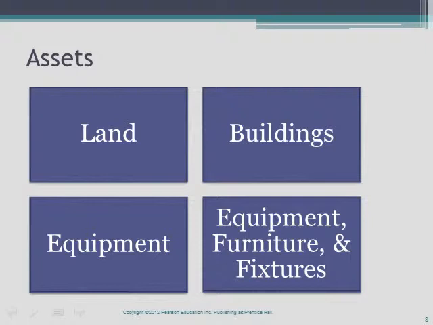The assets land, buildings, equipment, and furniture and fixtures are examples of those assets referred to earlier as property, plant, and equipment. Note that even though they are reported on the balance sheet in one amount, they are tracked in separate accounts.